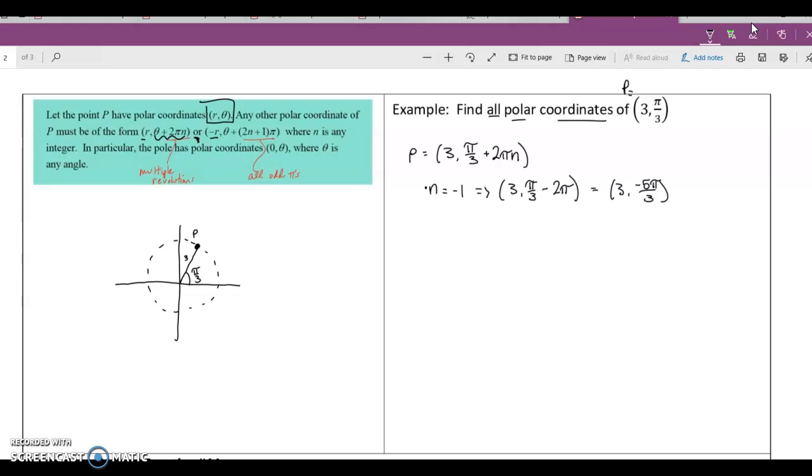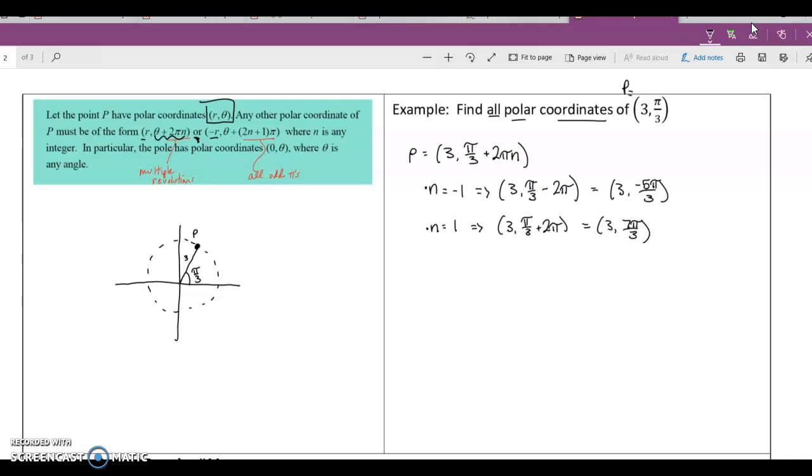Pretty proud of that. So now if n equals 1, because if n equals 0, we just have 3 comma pi over 3. Not exciting. That's the point that we already started with. So if n equals 1, then we will have 3 comma pi over 3 plus 2 pi, which is equal to 3 comma 7 pi over 3.